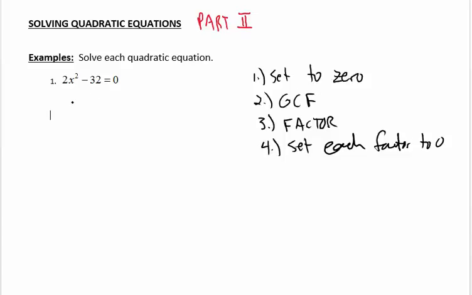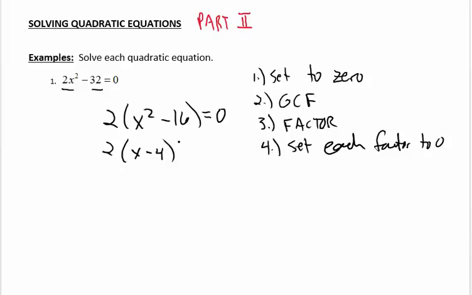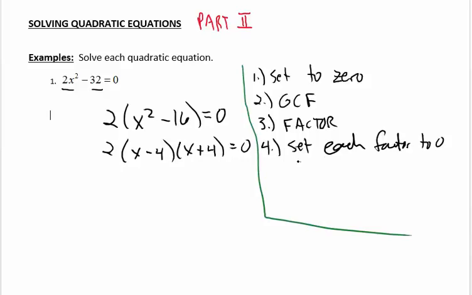Okay, so let's follow those steps. I already set to 0. This one does have a GCF. There's a 2 in both of those, I can factor out a 2, so I do that. I get 2 times x squared minus 16 equals 0. I'm not done factoring yet because I recognize that's the difference of squares. So I factor it as such.